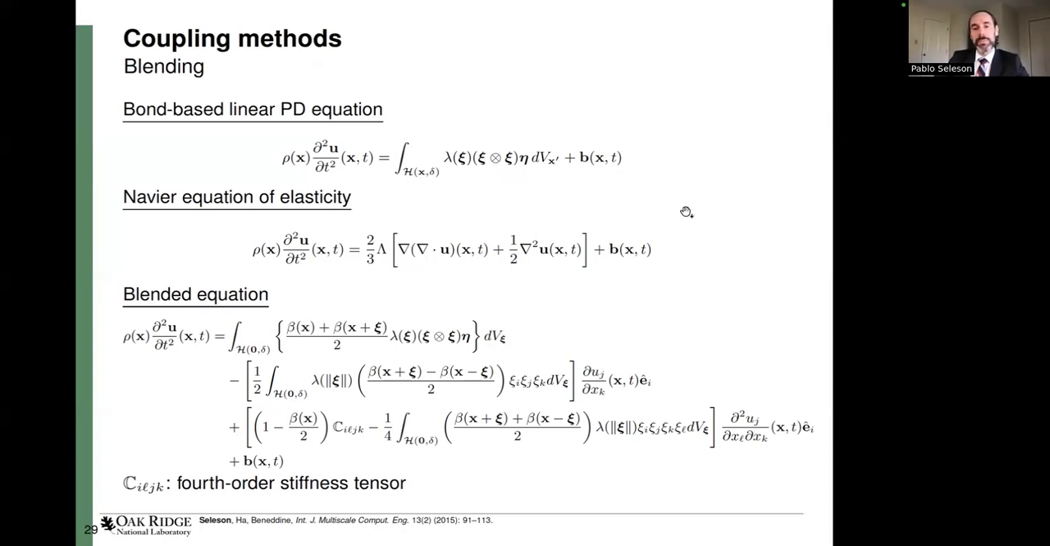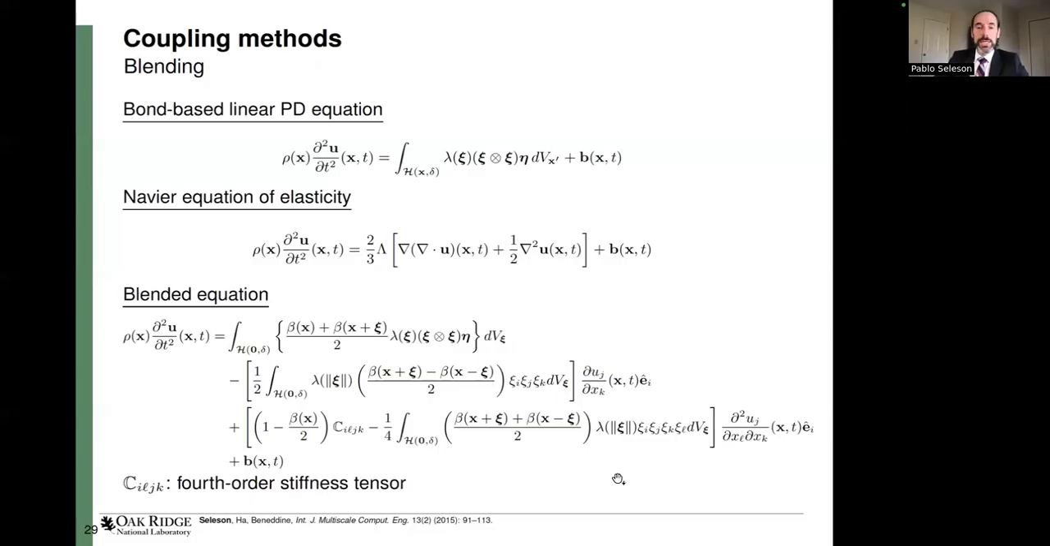And then we can do a similar procedure, and we are going to obtain a similar expression where we have the integral non-local contribution with a symmetric weight, a term with the first derivatives, and a term with the second partial derivatives. And here, C_iljk is the first order stiffness tensor.